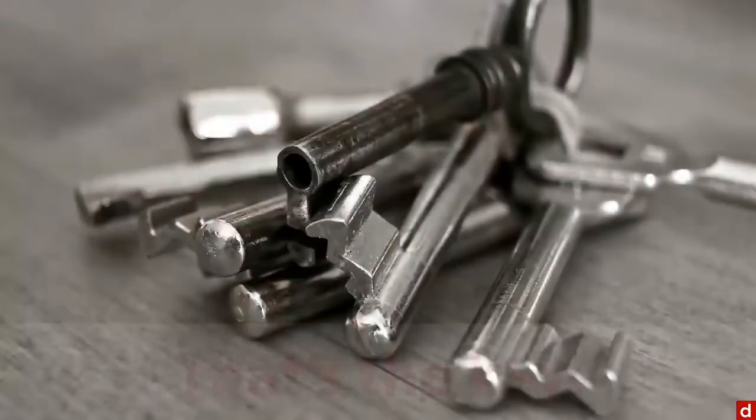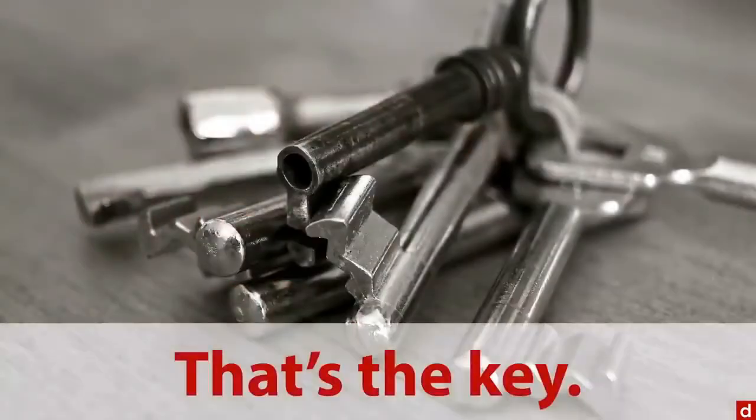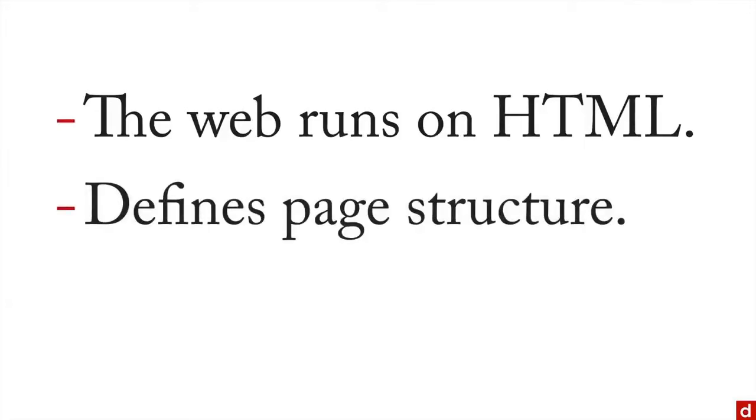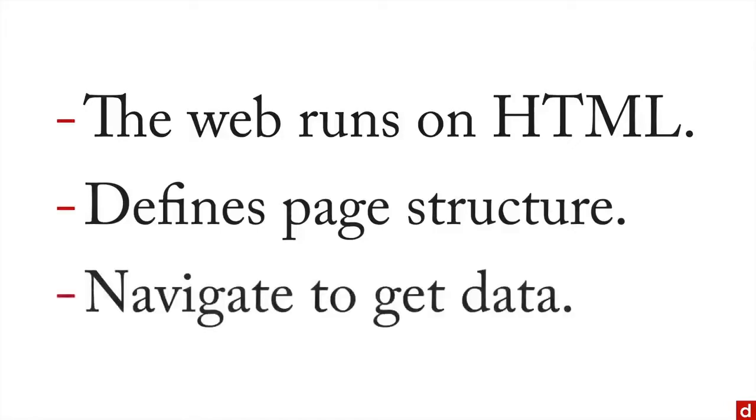And now you have the key to being able to read web pages and pull data from web pages for your data science projects. So in sum, first, the web runs on HTML. That's what makes the web pages that are there. HTML defines the page structure and the content that's in the page. And you need to learn how to navigate the tags and the structure in order to get data from the web pages for your data science projects.